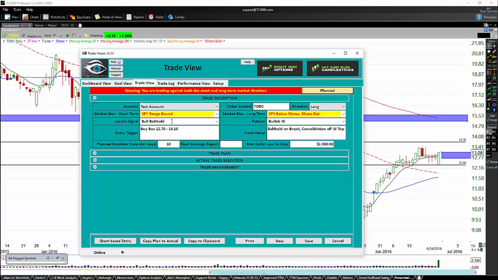Top. Okay, we don't need the planned duration. Based on the market volatility, I'm going to adjust this down to $250 for this particular trade, which is the maximum I'm willing to risk. I guess I should type the symbol correctly. The next thing that I need to look up is the earnings report. In this case, I have looked up the earnings date and it looks like they report about August 10th.